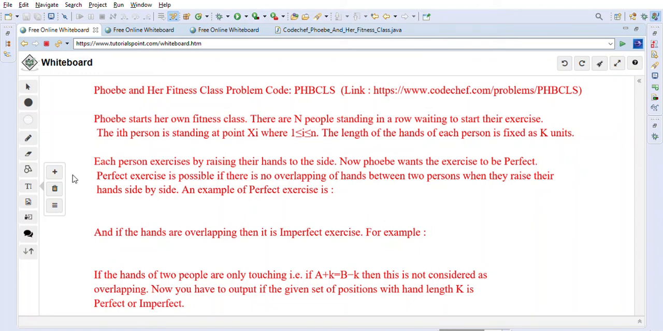Hi friends, welcome back. Today we are going to solve the CodeChef problem Phoebe and her fitness class.